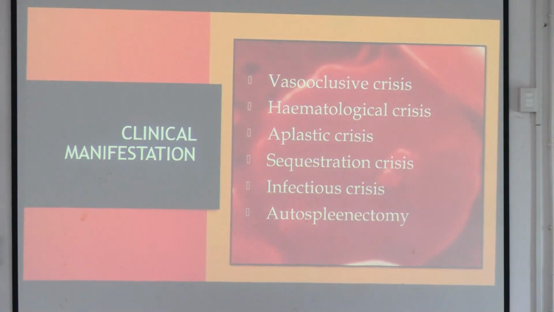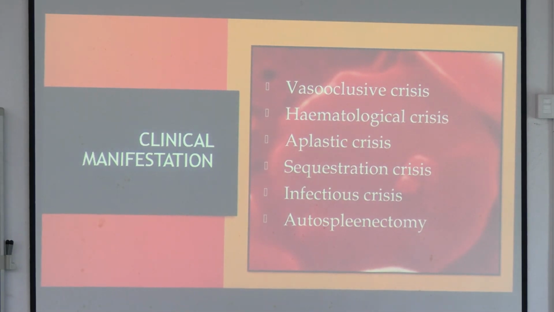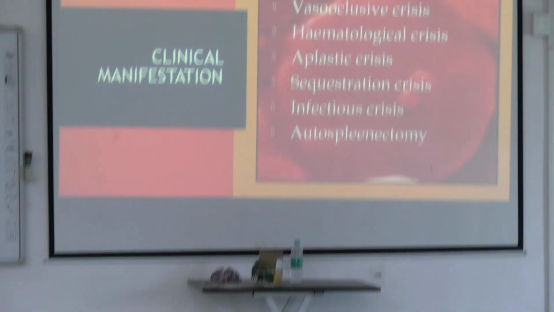Liver and spleen will be enlarged in the initial phases of sickle cell anemia due to increased hemolysis, and in this enlarged spleen and liver, the dilated and congested sinusoids pull up the RBCs, they pull up the blood in them, so the patient will get a hypovolemic type of crisis. This is called sequestration crisis.